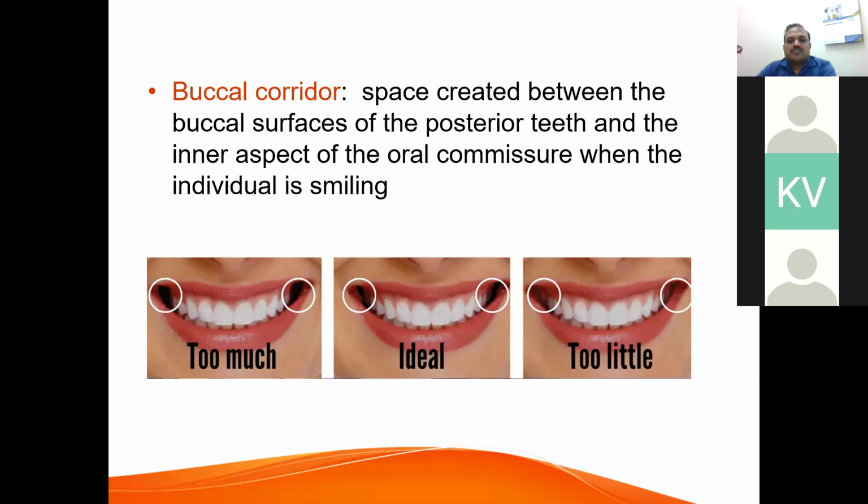So if there is too much of a buccal corridor, then the maxilla is narrow and it needs to be addressed. Either the dental component is creating the problem or the skeletal component. So further assessment has to be made. So, assessment of the buccal corridor.